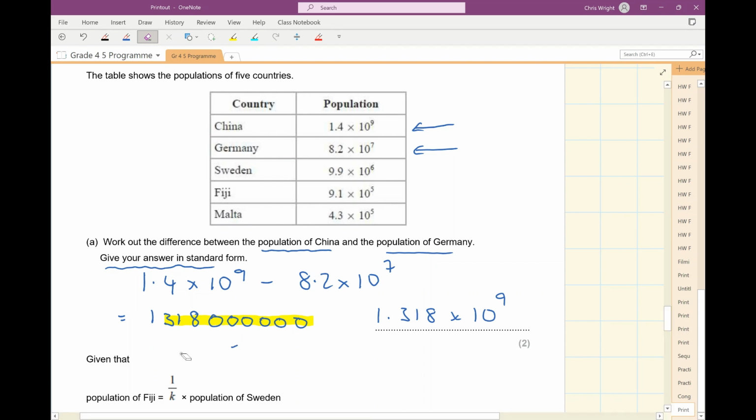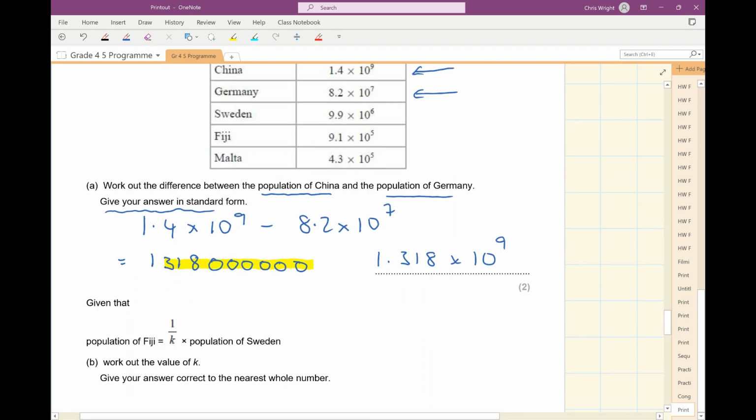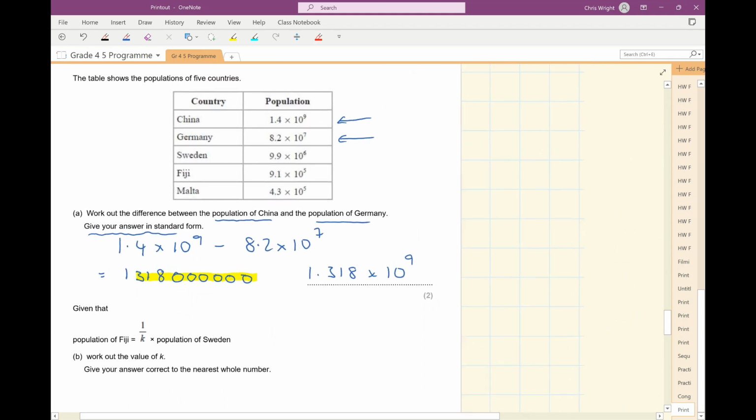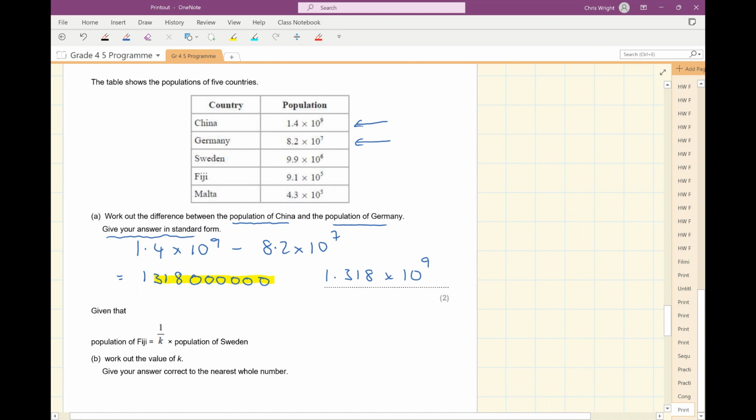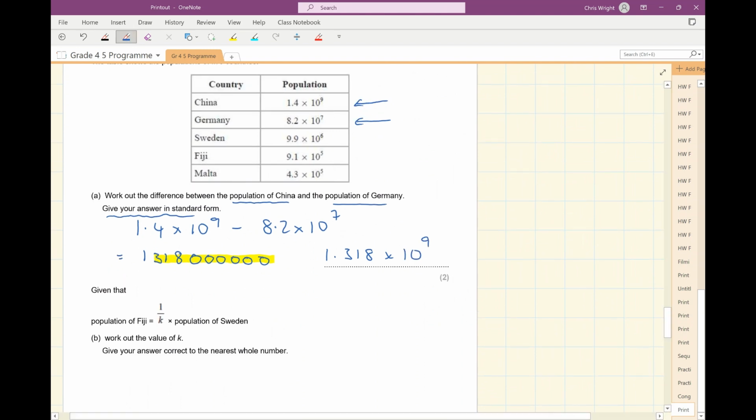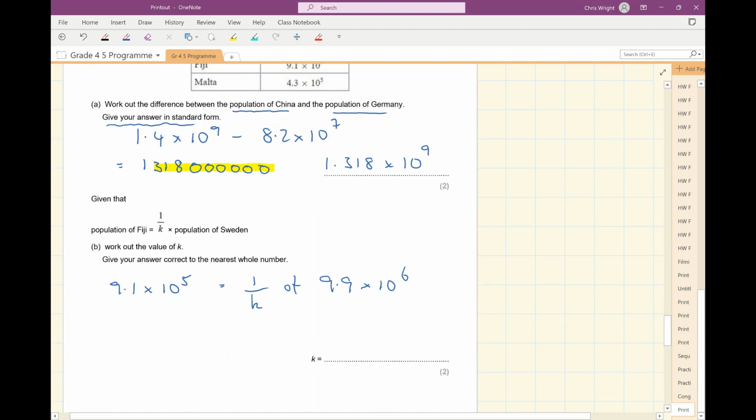I'm going to rub that out so I've got a bit of room to look at this next one. Given that the population of Fiji is 1/8 of the population of Sweden, work out the value of K. What is the population of Fiji? Population of Fiji is 9.1 times 10 to the 5, and that is 1/K, a certain fraction, of the population of Sweden, 9.9 times 10 to the 6.